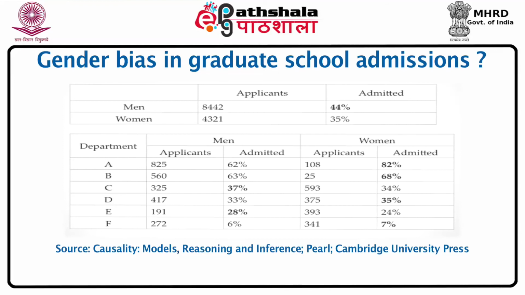It turned out that women tended to apply to more competitive departments, and it is this competition and not the gender which led to women being accepted less than men at UC Berkeley. Thus, failure to account for department would lead to erroneous conclusions about there being gender bias.